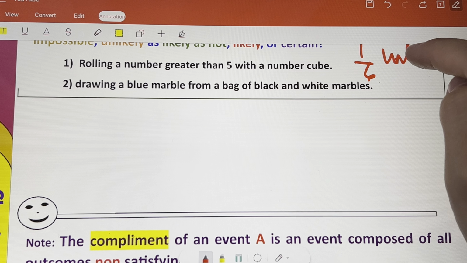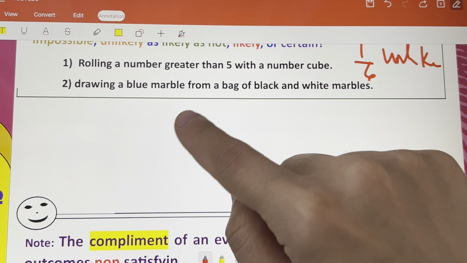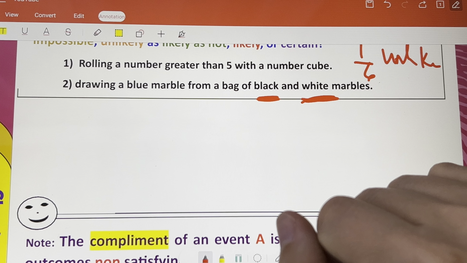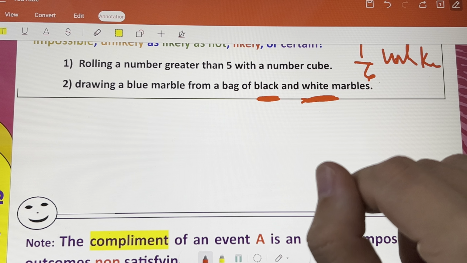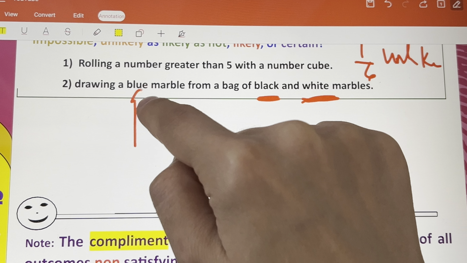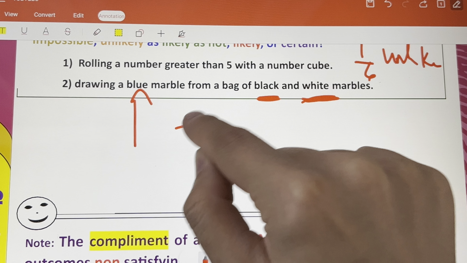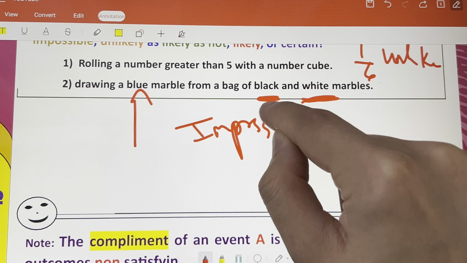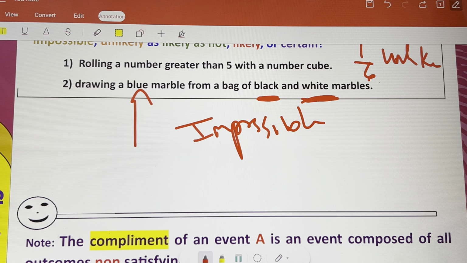Unlikely. Okay, dears. Drawing a blue marble from a bag of black and white marbles. So the bag only contains black and white marbles, but I want to draw a blue one. So this is impossible. It's impossible to get a different color when there's only 2 colors.